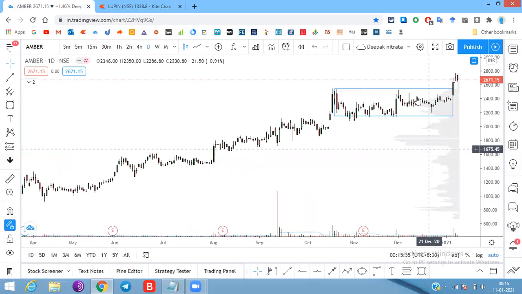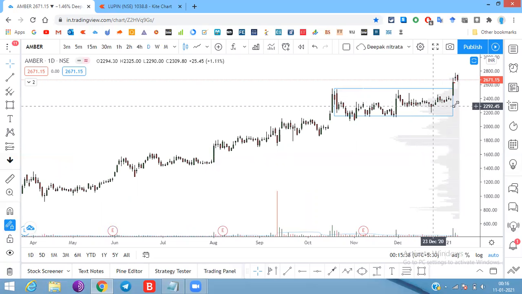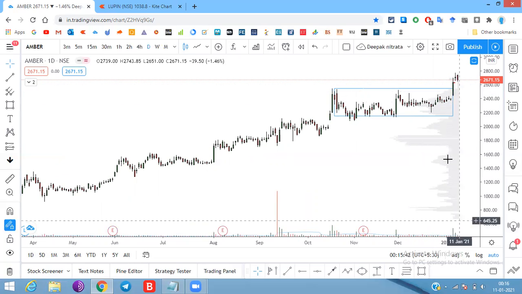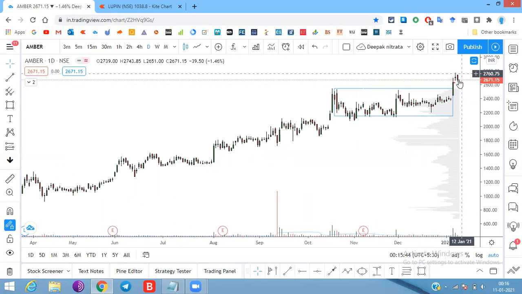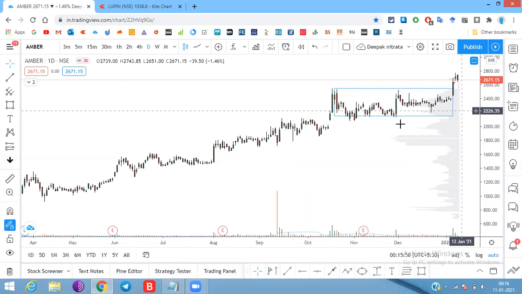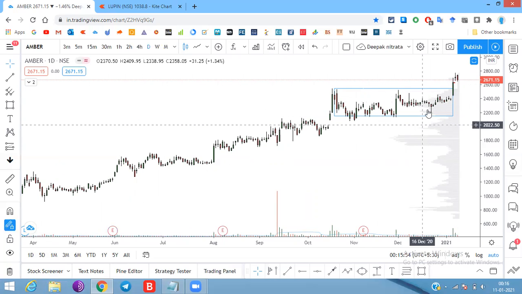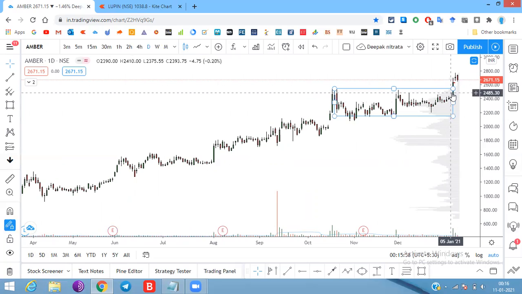This particular balance region, this particular high volume node, has broken with a good wide range candle with good volumes, and the pullback of red volume has occurred with a red candle. So in this example also, we can see an example of breakout from high volume node to low volume node. Okay. Now other example.